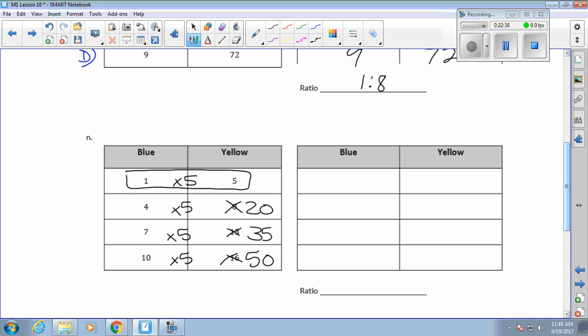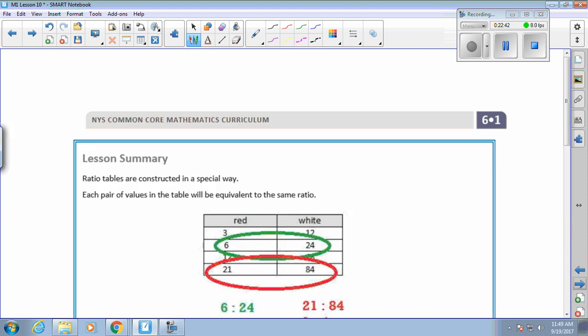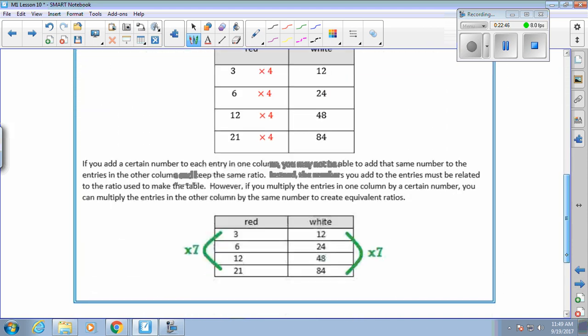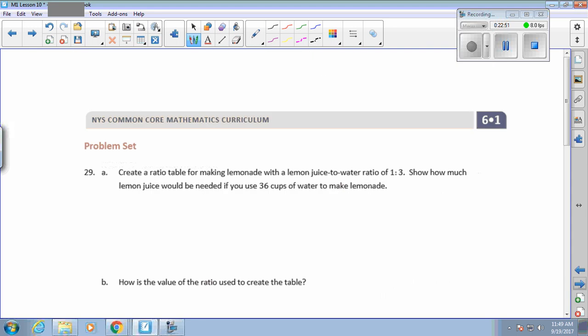Nice job. Okay. Lastly, we're going to take a look at your homework for tonight. This next page is a review page. If you want to take a look at that, it's another explanation of what we just talked about. And the problem set is your homework. It says, create a ratio table for making lemonade with a lemon juice to water ratio of 1 to 3.